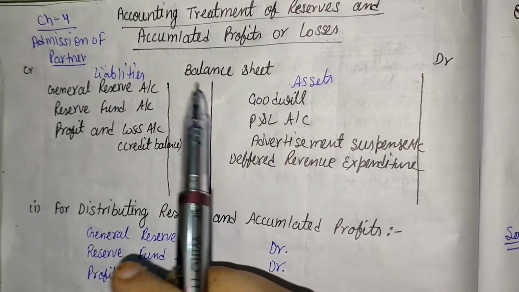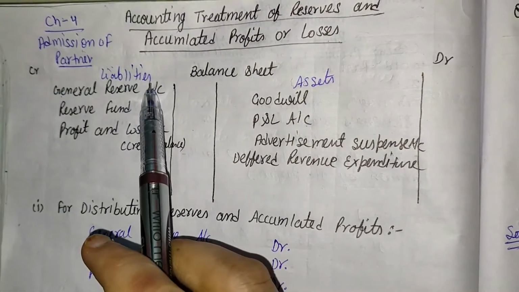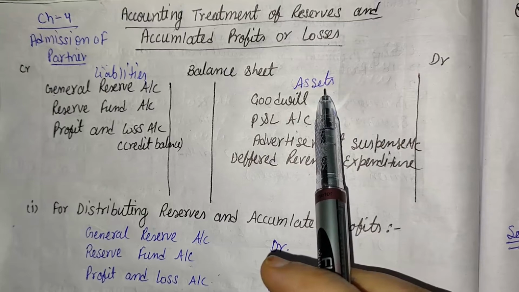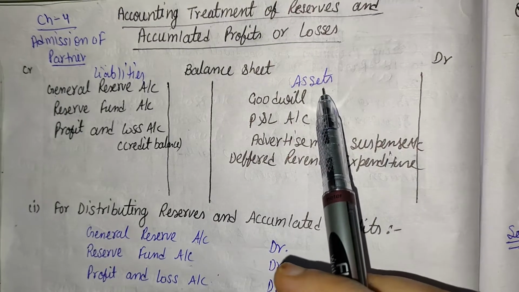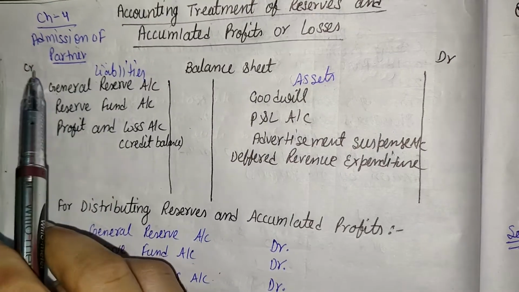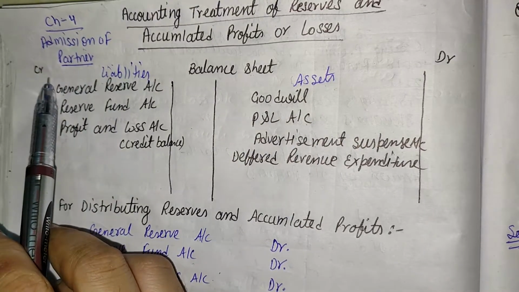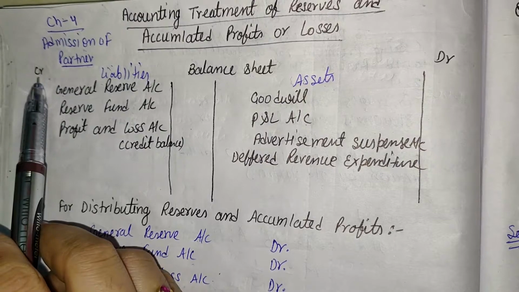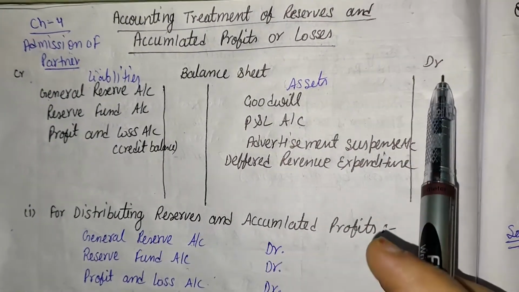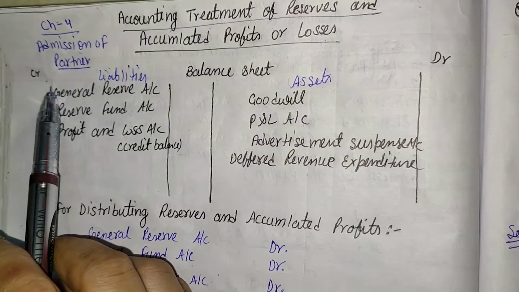There are two sides in the balance sheet. The first side is liability and the second side is assets. We already discussed that the asset side is the debit side and the liability side is the credit side. In other accounts, one side is debit and the other is credit, but in the balance sheet, this is the debit side and that is the credit side.